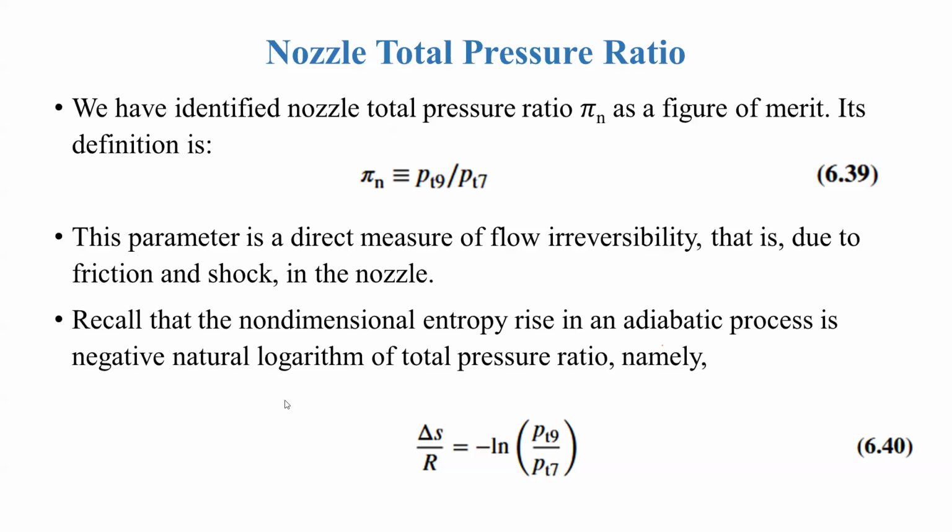Again, just recalling our previous chapter, delta S over R is equal to minus ln of PT9 over PT7. So taking two points, 9 and 7, the entropy change over the gas constant R is equal to ln of PT9 over the total pressure at 7.